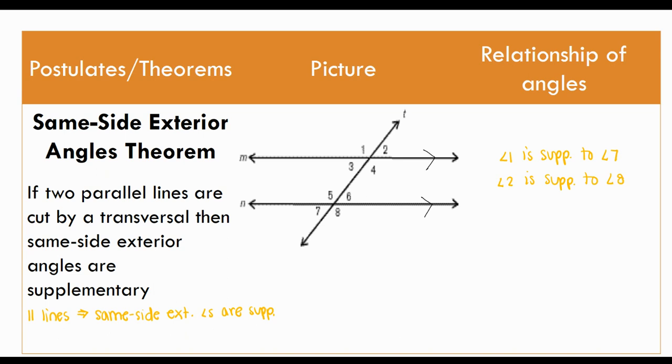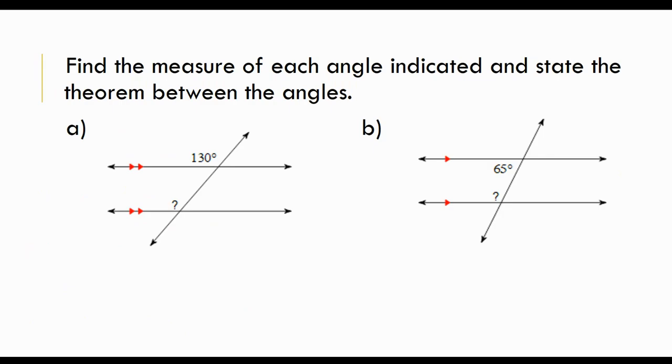So same side interior or same side exterior, those angles are supplementary. So let's start looking at some problems. It says find the measure of each angle indicated and state the theorem between the angles.